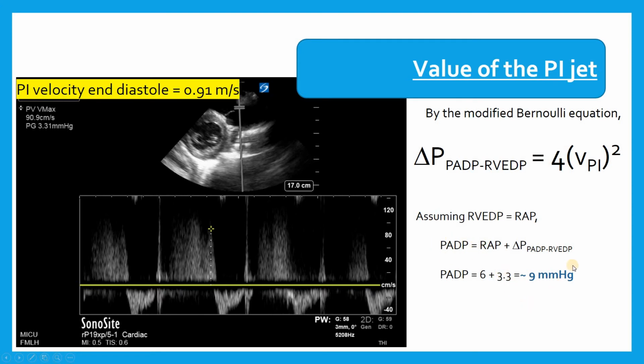In this example, it works out to 9 millimeters of mercury, which is quite low. And I'd expect this to be pretty close to my wedge pressure if I used the Swan. I'd also expect this to be pretty close to my left atrial pressure estimates for my diastolic stuff on the left side. So this is a pretty cool way to estimate PA diastolic pressure.